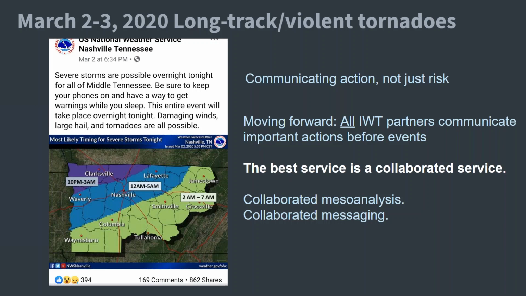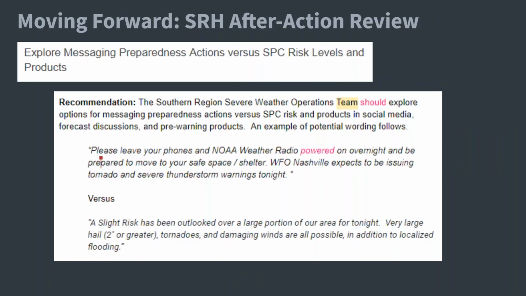And we are actually trying that. We have set up a collaborative chat room that we've been using in the past few weeks with all offices that serve the state of Tennessee to exactly do that kind of thing. And so far, it's been very successful.